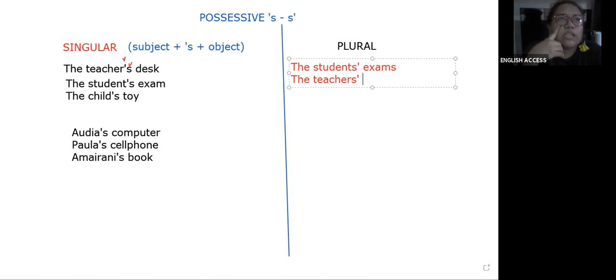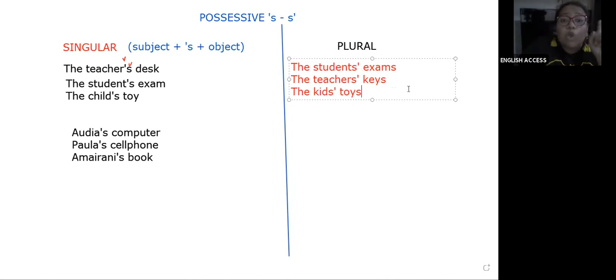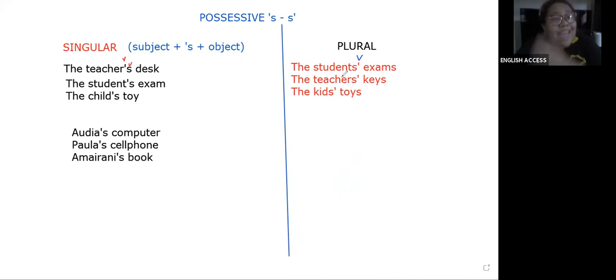The teacher's keys, and the kids' toys, okay? All of these are plural, but what happened here? Now we have the apostrophe after the S. Why? Because all of these words already end with an S.